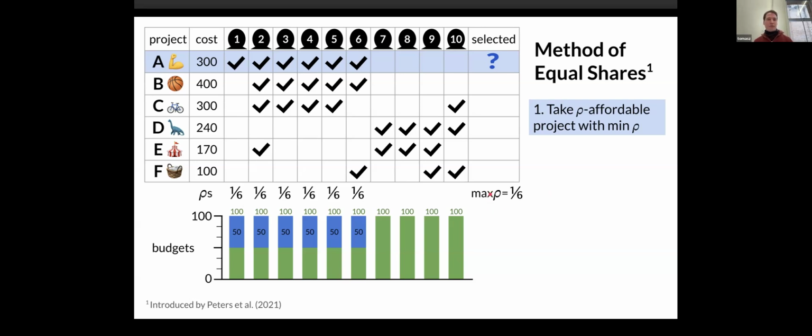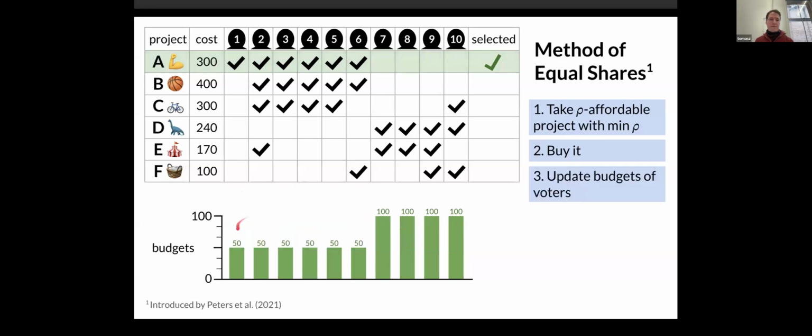And for example, here you can see that for any other project, we will not be able to get better than 1/6, because no other project is supported by 6 voters. So we will not be able to get a better ratio. So this is why we select project A first, and then we update the budgets of the voters. They just pay for this project, and then we proceed the same way.